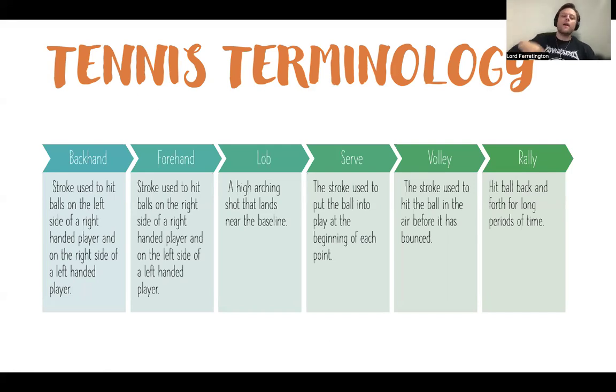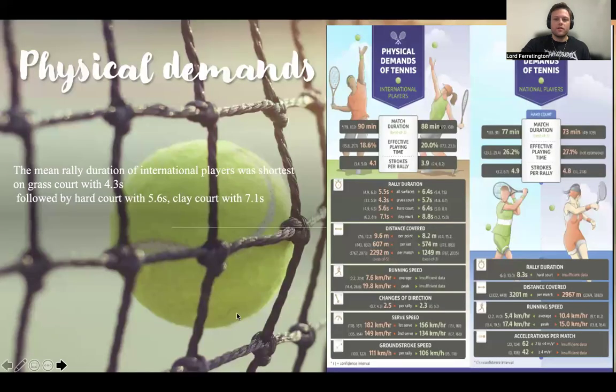A lob is a high arching shot that lands near the baseline. Those are strategic shots that are generally closer to the net or closer to the baseline where you want a player to get out of position or not be able to reach the ball at a certain position. Now, the serve obviously is a stroke used to put the ball into play at the beginning of each point. The volley is a stroke used to hit the ball in the air before it has bounced. And the rally is to hit the ball back and forth for long periods of time.